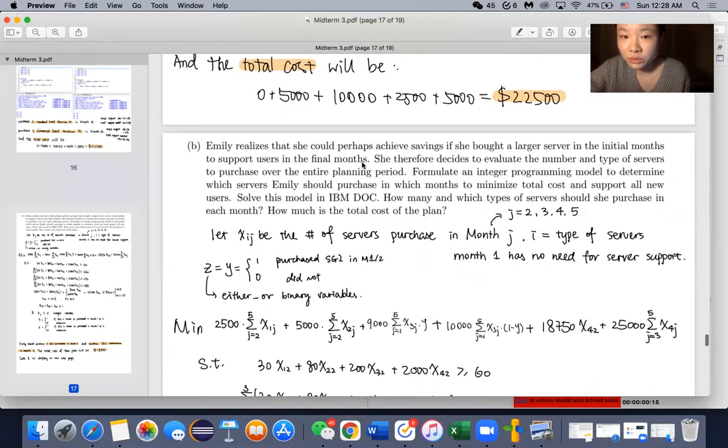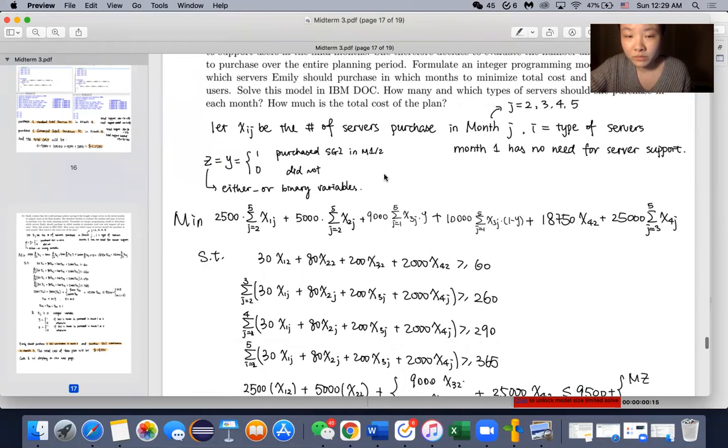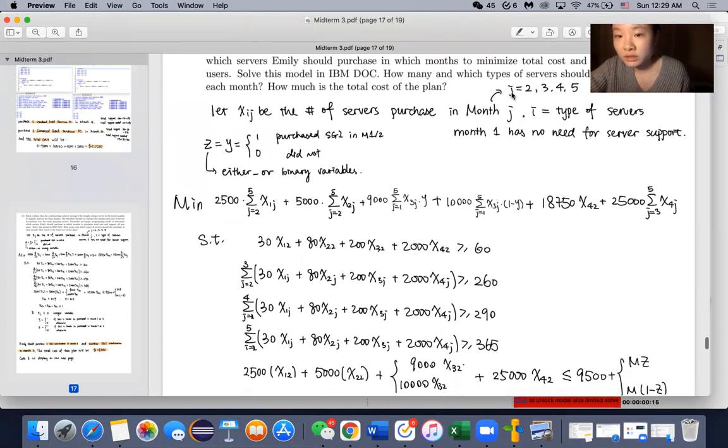And for part B, Emily decided to consider the purchase over the entire planning period, which means that if you purchase a large, strong server, it can support the employees across the departments. And I set Xij to be the number of servers purchased in month j, and i equals the type of server. And j starts from month 2 to month 5.